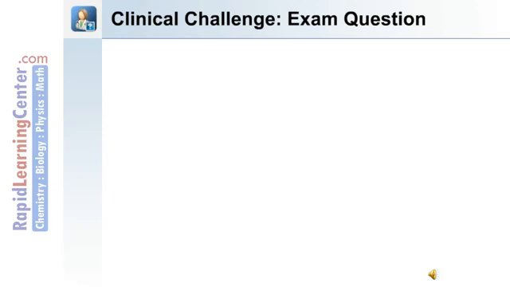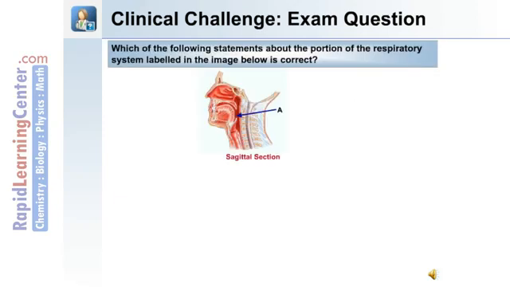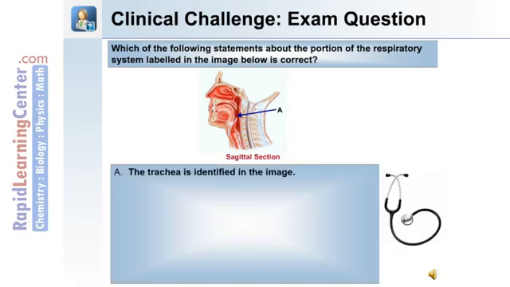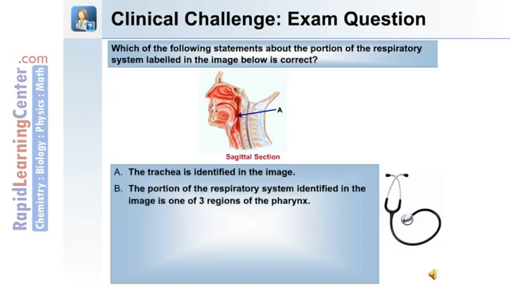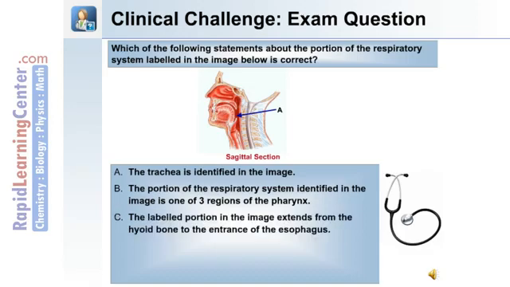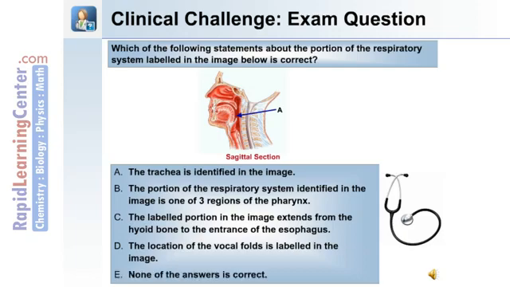Here's a clinical challenge exam question based on what you've learned so far in this tutorial. Which of the following statements about the portion of the respiratory system labeled in the image below is correct? A. The trachea is identified in the image. B. The portion of the respiratory system identified in the image is one of three regions of the pharynx. C. The labeled portion in the image extends from the hyoid bone to the entrance of the esophagus. D. The location of the vocal folds is labeled in the image. Or E. None of the answers is correct.